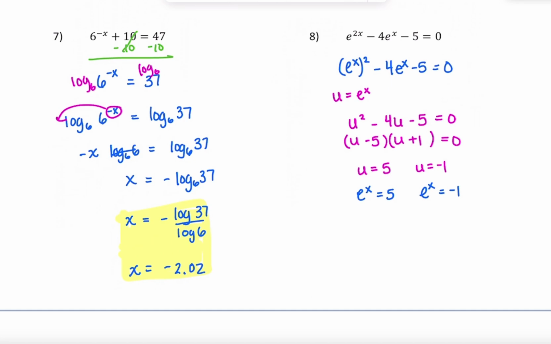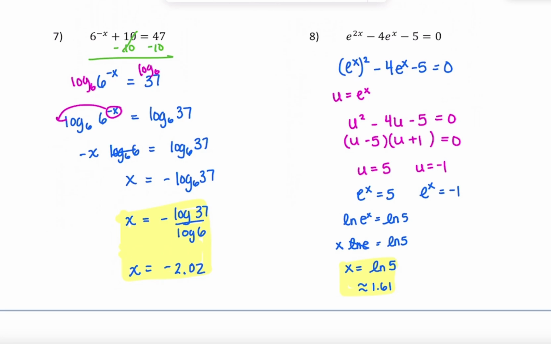Okay, I'm going to take the ln of both sides, and then I'm going to move that exponent down. And I know the ln of e is 1. So one of my answers is the ln of 5, which is roughly 1.61 if you type in the ln of 5 in your calculator.